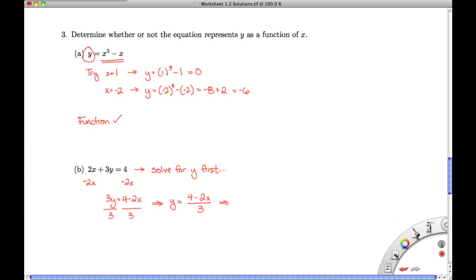Now, I'm going to spare you the testing points, but if you don't see it, you could definitely try that. But we can see that if I put an x value in right here, any value for x, and I do all the calculations, I'm only going to get one value back for y, whatever that number happens to be. So we can clearly see here that each x that we choose goes to only one y. So again, in this case, we have a function. So we can check that one off.